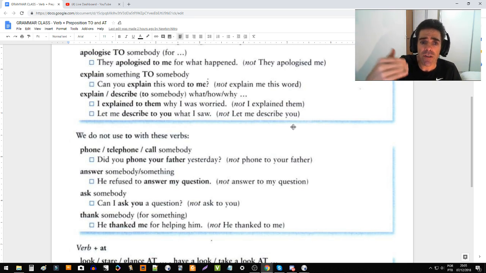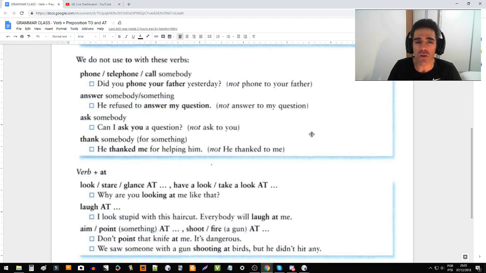You explain something to me. You explain to somebody. I explained the present perfect to my students. I explained to them why I was worried. Let me describe to you what I saw. So there are some verbs that you do not use to with, no matter the situation.